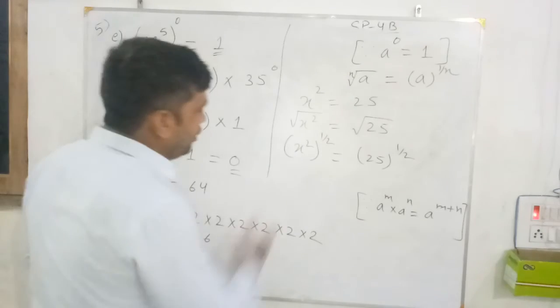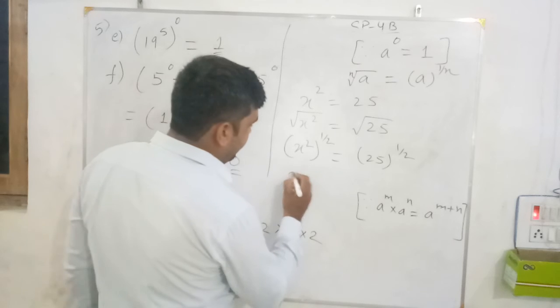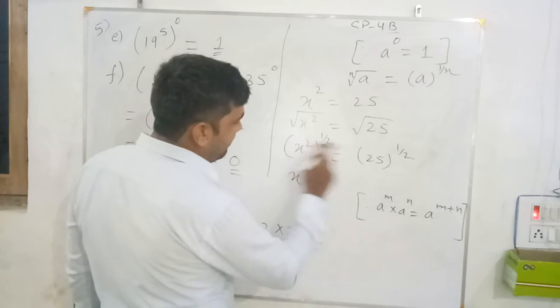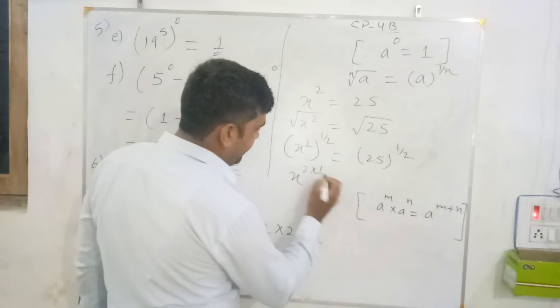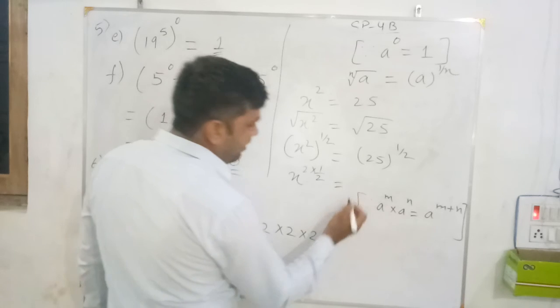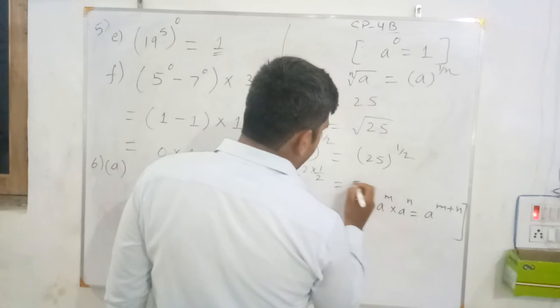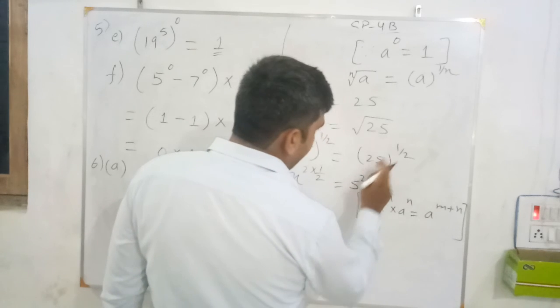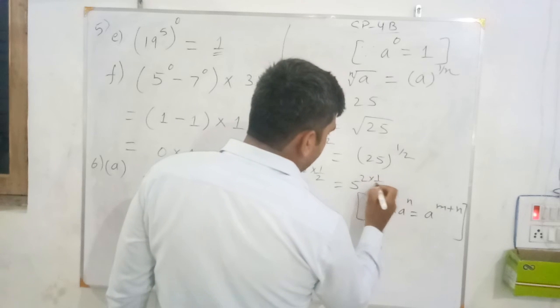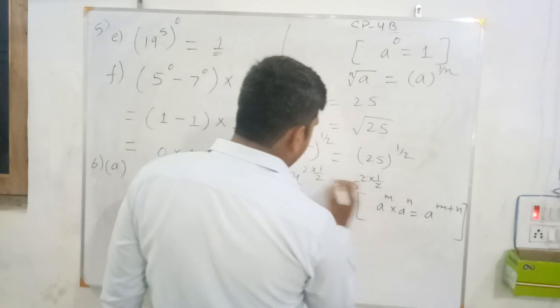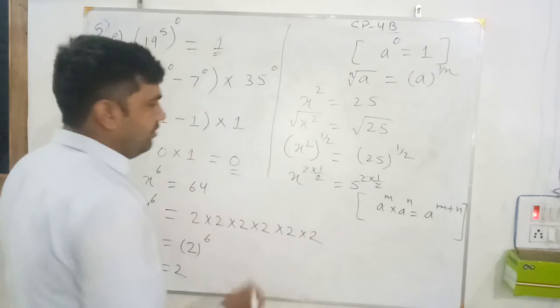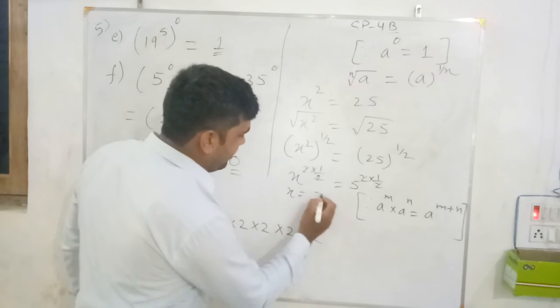Similarly here, now you apply the power law. What will you find? x to the power, take the base common and multiply the powers: 2 multiplied by 1 by 2 will be cancelled. For 25, you write 5 square, and multiply by 1 by 2, both will be cancelled. So what you get is x is equal to 5. So you are going to get the result x is equal to 5.